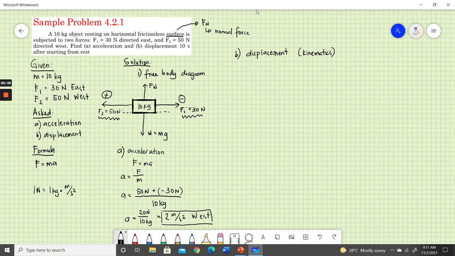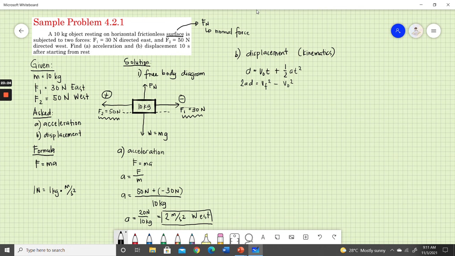If you remember some kinematic equations for displacement, they include, for example, d is equal to initial velocity multiplied by time plus 1/2 acceleration times t squared. Another equation that you can use is 2ad equals final velocity squared minus the initial velocity squared. So you can choose any of these equations to solve for displacement.